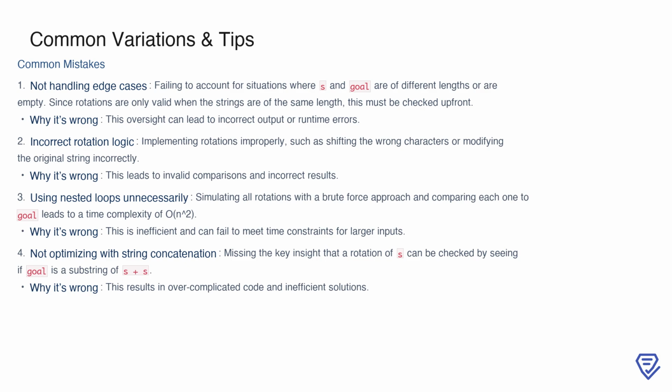Additionally, some solutions use nested loops to simulate all possible rotations and compare each to goal. While this approach may seem straightforward, it has a time complexity of O(n²), which is inefficient for large inputs. Finally, overlooking the optimization of using string concatenation can make the solution more complex than necessary. Checking if goal is a substring of s plus s simplifies the problem significantly and avoids unnecessary computations.